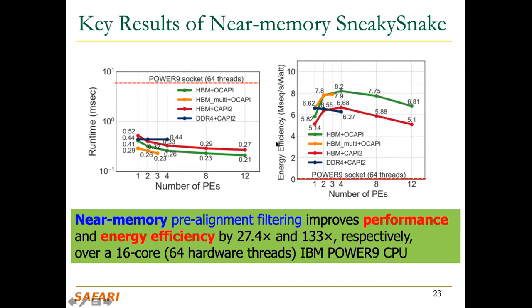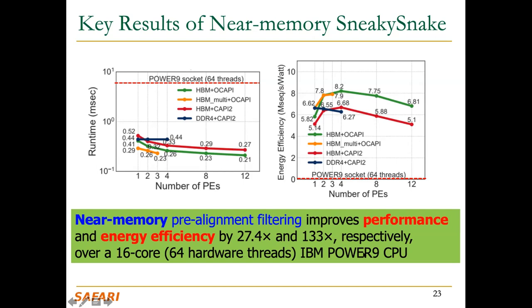And using the FPGA with the HBM memory, you can see the energy efficiency by reducing the data movement and making everything local within the same device. So you can see the saving. It's really very high, can be up to two orders of magnitude. So near memory pre-alignment filtering improves performance and energy efficiency by 27x and 133x respectively over a 16 core, that is 64 hardware threads, IBM Power9 CPU.